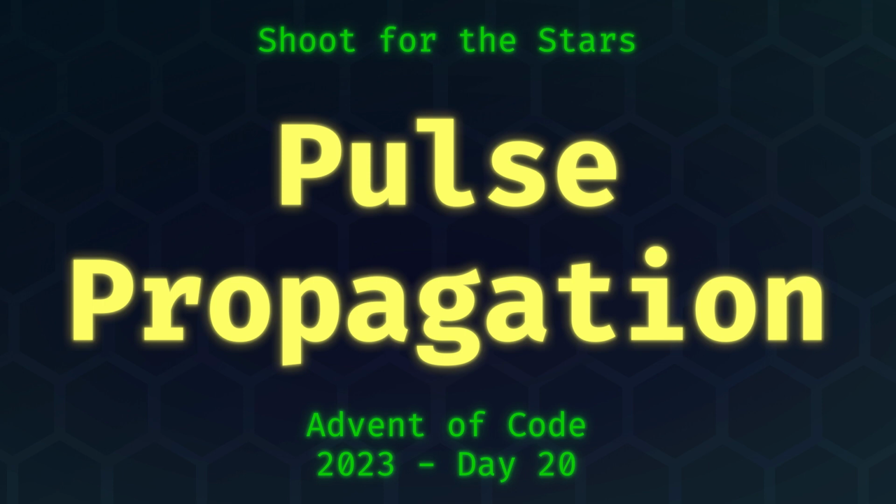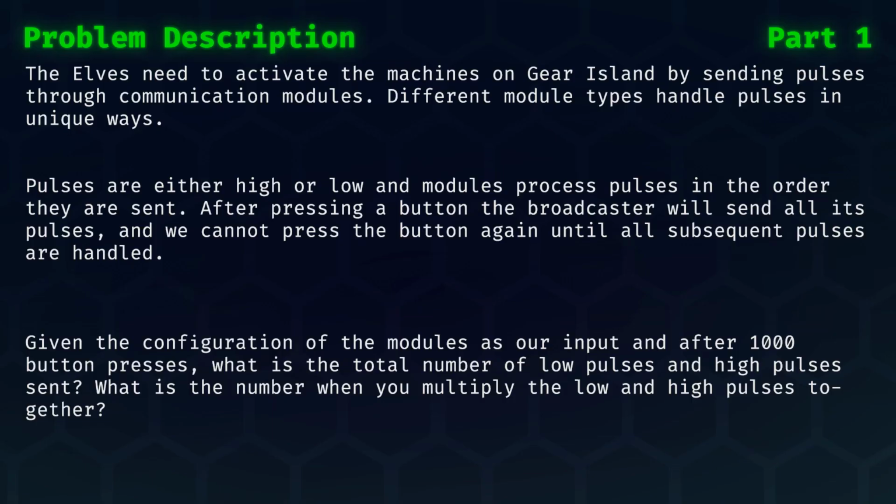Let's begin. The elves need to activate the machines on Gear Island by sending pulses through communication modules. Different module types handle pulses in their own unique ways. Pulses that are sent through the system are either high or low, and modules process pulses in the order that they are sent. After pressing a button, the broadcaster will send all its pulses, and we cannot press the button again until subsequent pulses are handled.